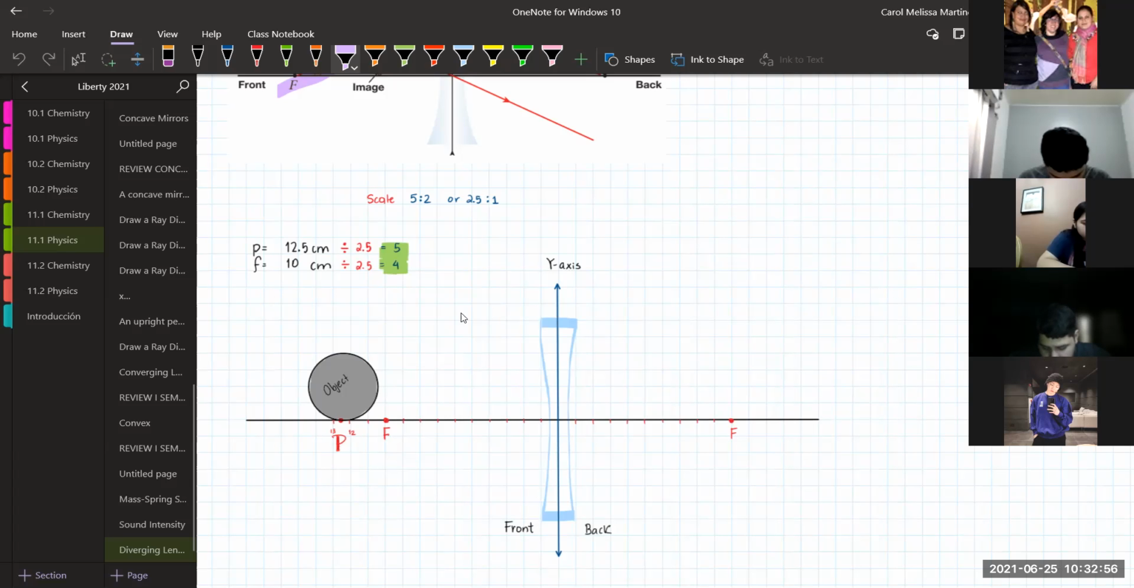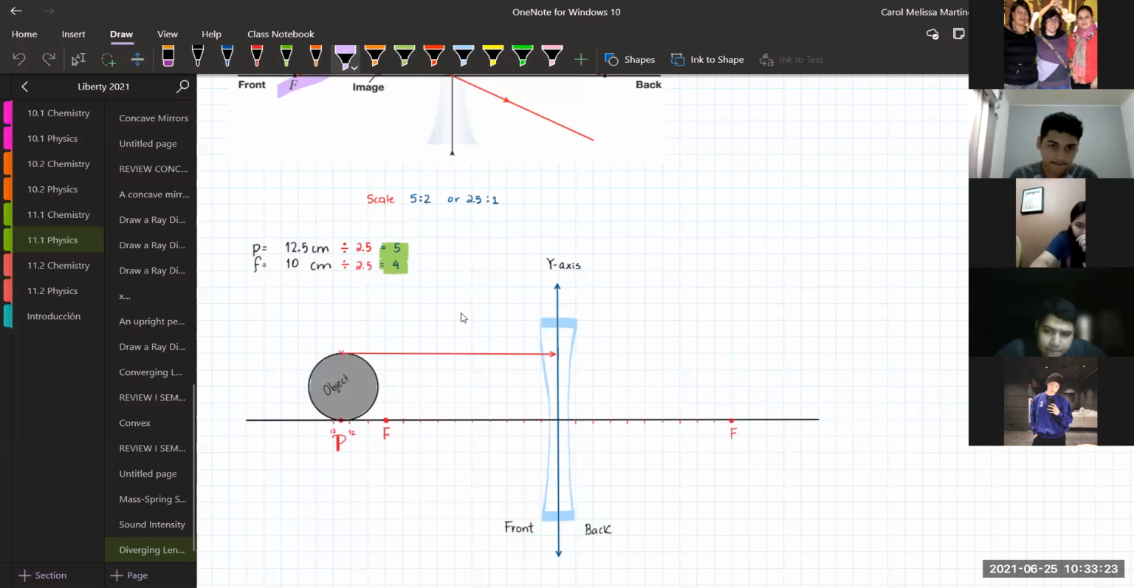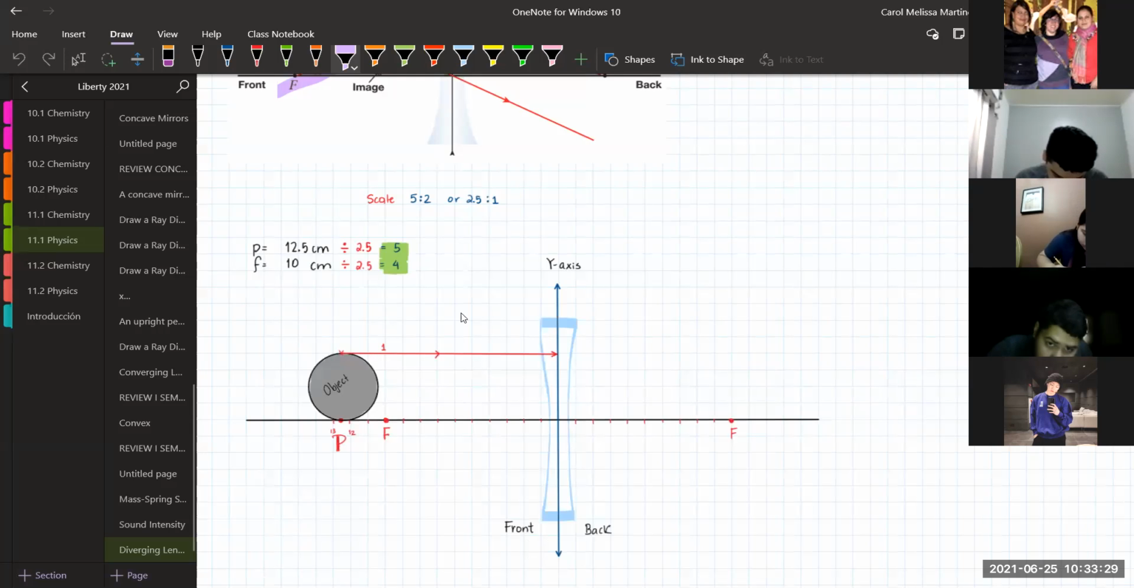Okay, so the first ray comes from the top of my object. I will locate a point right here, from the top of my object, and I use a red pen for this. Please follow me in this way, okay? Also use a red pen for the first ray. So it goes straight horizontal until it touches the white axis. This is my first ray. Now, this ray is reflected until it passes through the focal point that is there in the front.